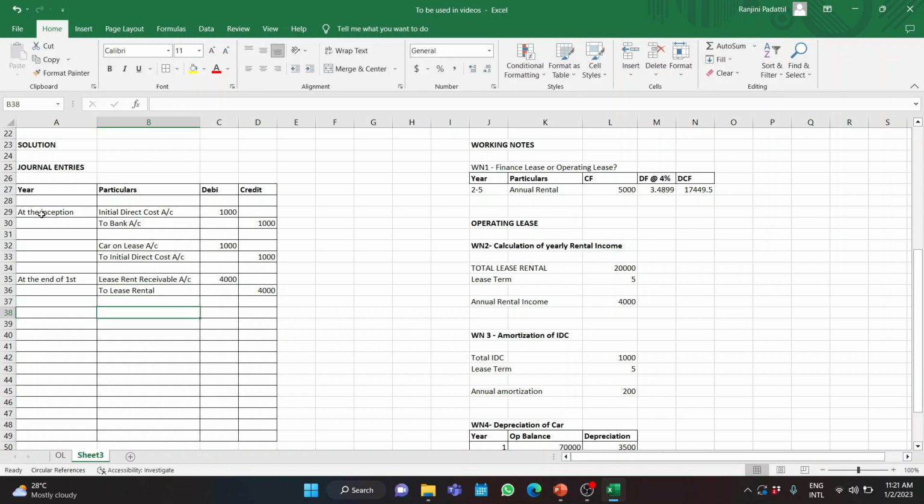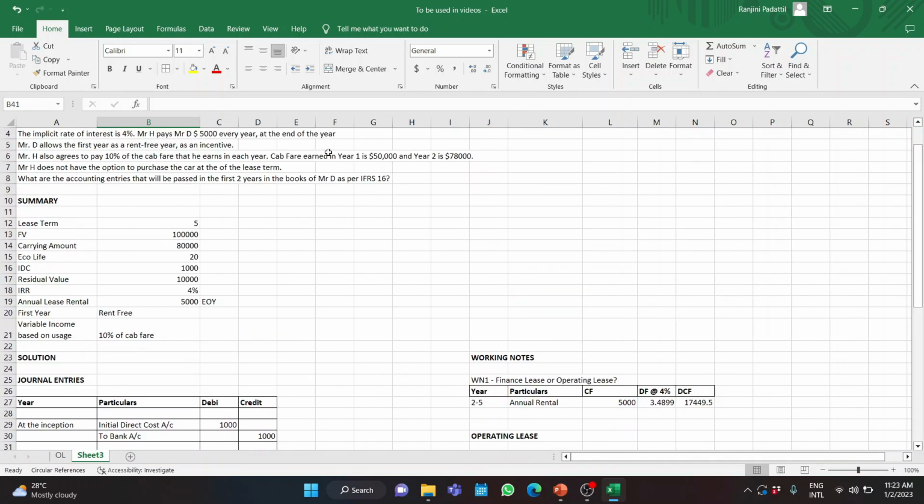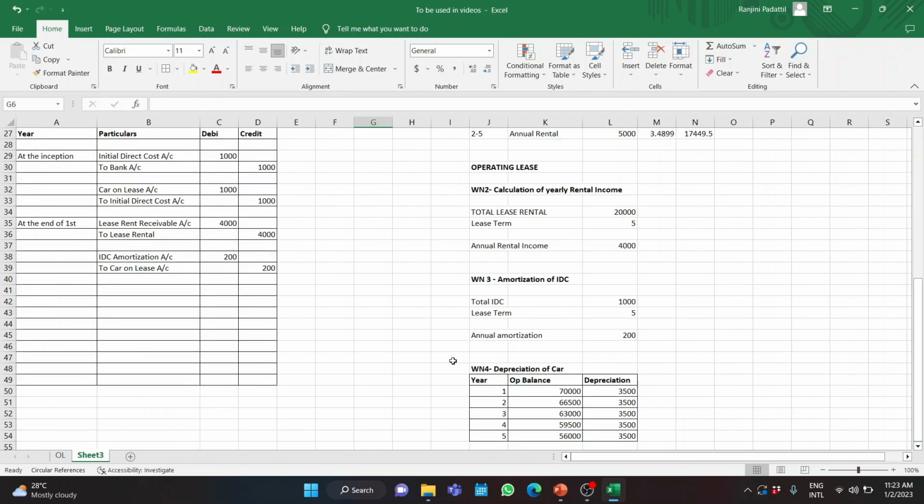Then there is the amortization of the initial direct cost. IDC amortization account debit to car on lease account 200. And then you do receive a variable lease rental that is based on the cab fare. In the first year, the cab fare is 50,000. So you receive 5,000. Bank account debit to other income from lease 5,000. Finally, the entry on depreciation. Depreciation account debit 3,500 to cumulative depreciation.